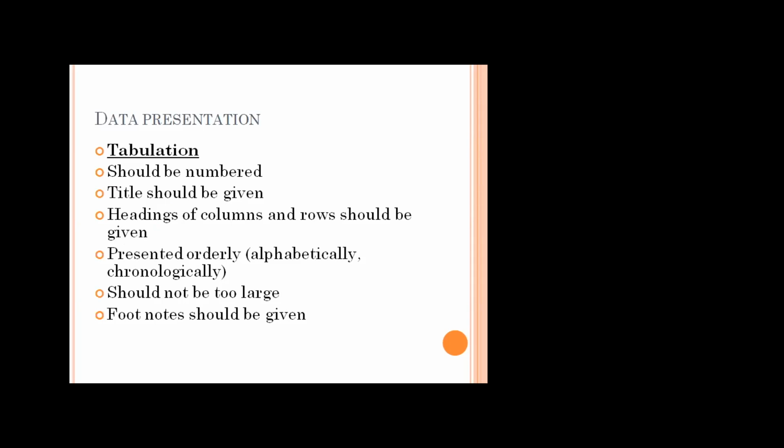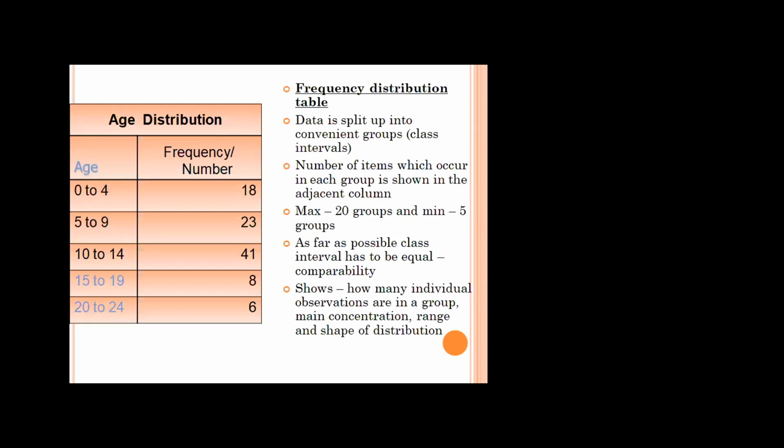The table should be numbered, and the title should be given under the table number. The headings of the columns and rows should be given separately, and try to present the data in order, maybe alphabetical, chronological, increasing, or decreasing order, so that the reader can easily analyze or interpret the data presented in the table. Please try not to present too large tables, okay, right? And try to give footnotes if you want to give some information about the data in the table. Okay, right?